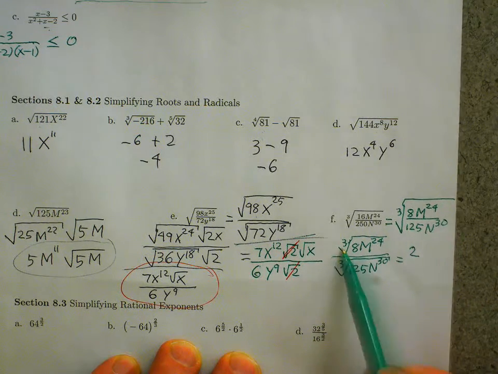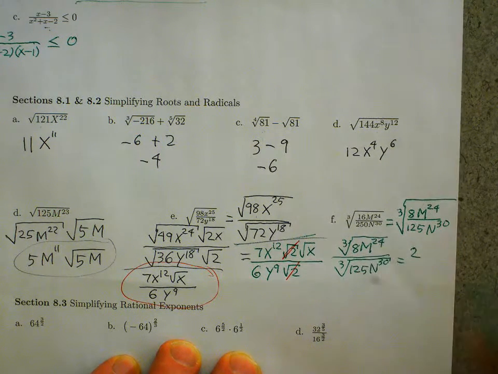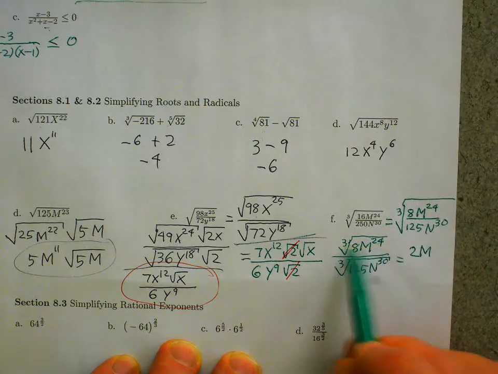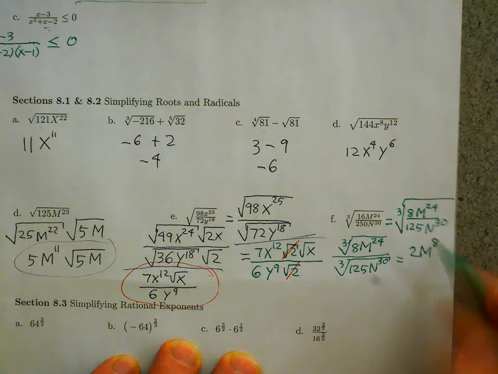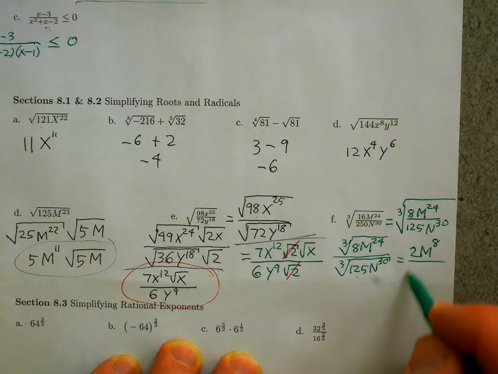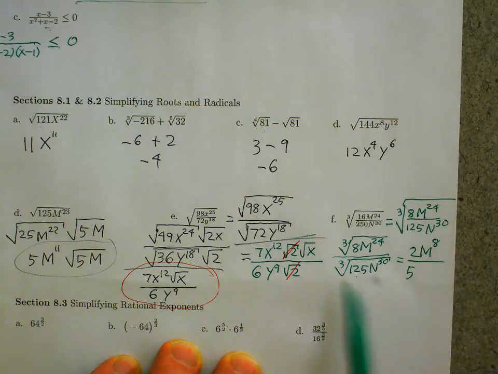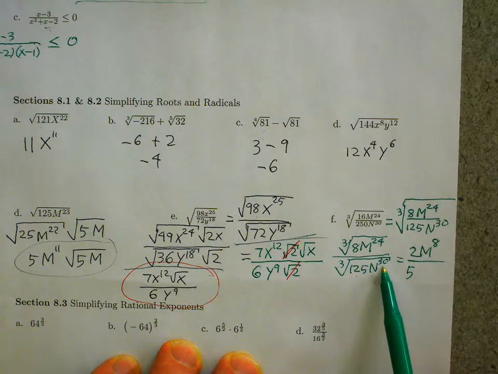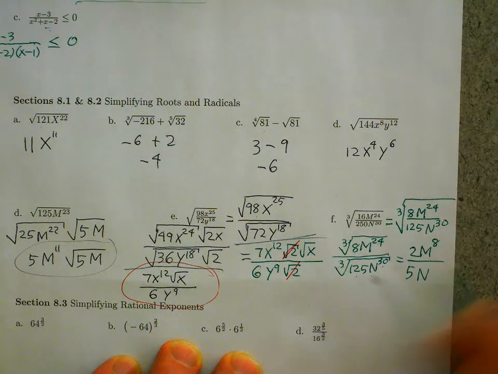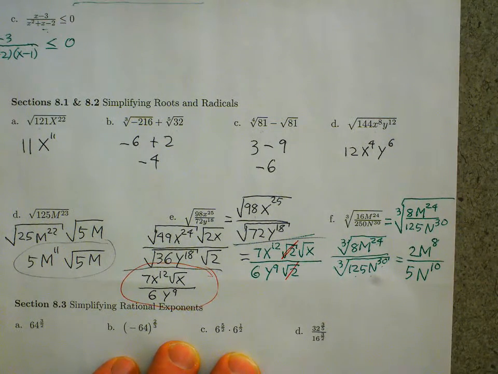The cubed root of m to the 24th is m to the 24 divided by 3, or m to the 8th. And in the denominator, the cubed root of 125 is 5. And the cubed root of n to the 30th is n to the 30 divided by 3, or n to the 10th. So that is our simplified result.